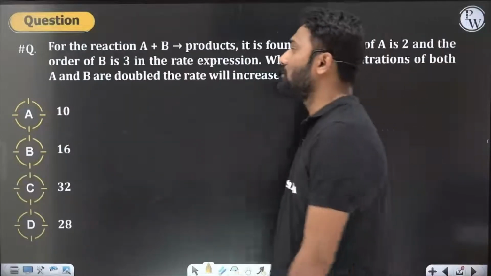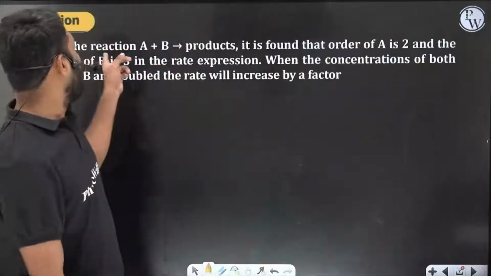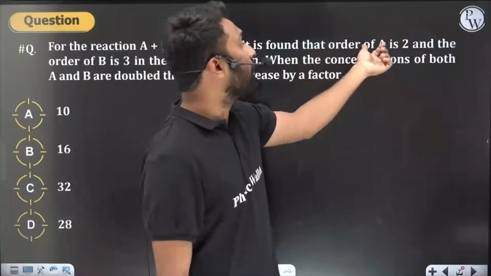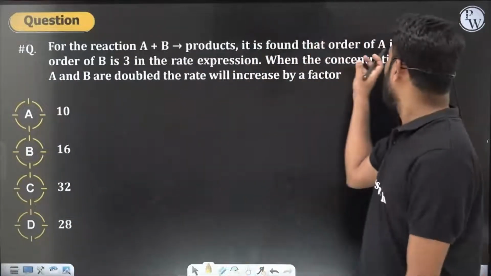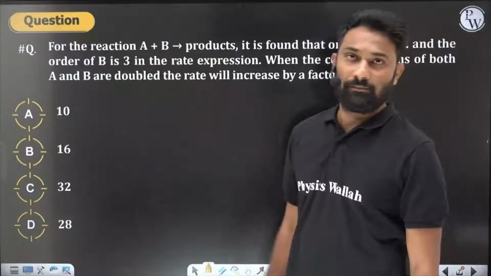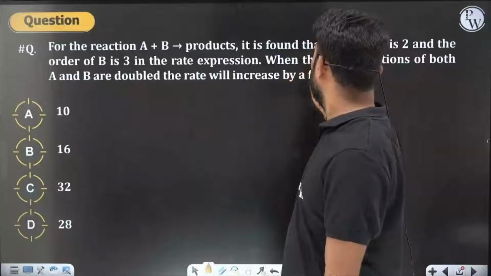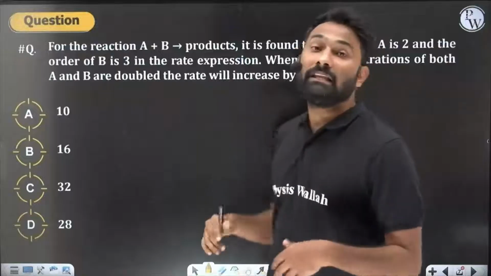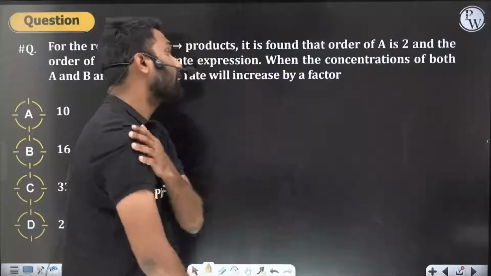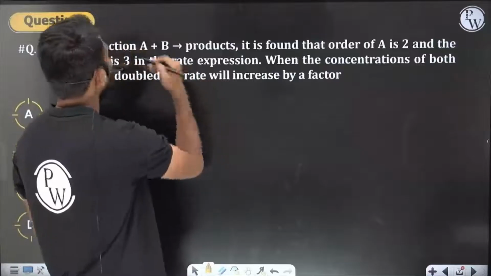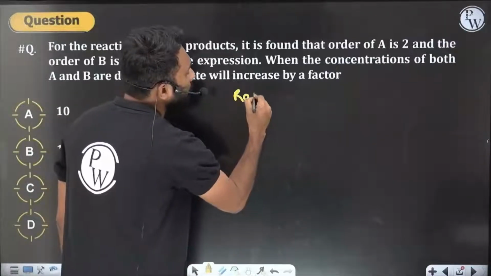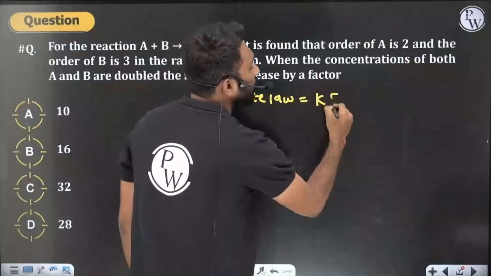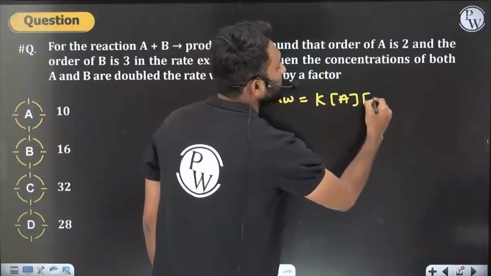Next question, what did they give? For the reaction A plus B gives rise to product, it is found that order of A is 2 and the order of B is 3. Now, in the rate expression, when the concentration of both A and B are doubled, the rate will increase by the factor. What should we do first? First we have to write the rate law. Rate law is equal to K into concentration of A into concentration of B.